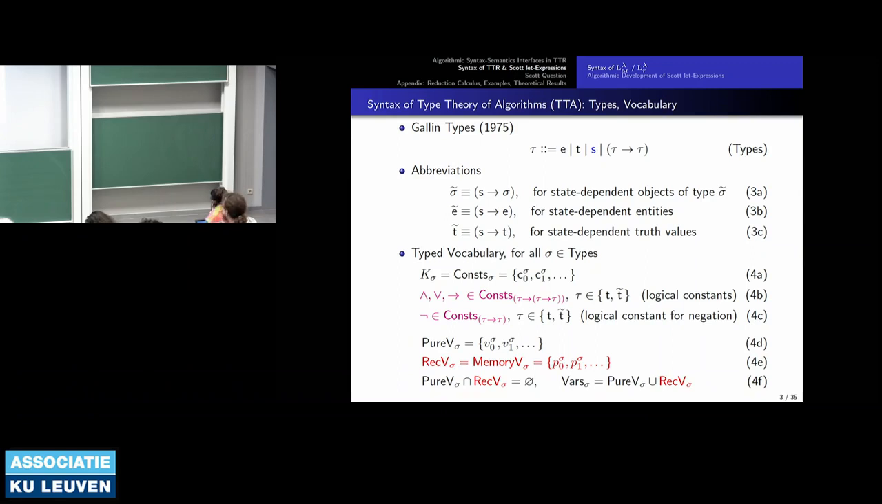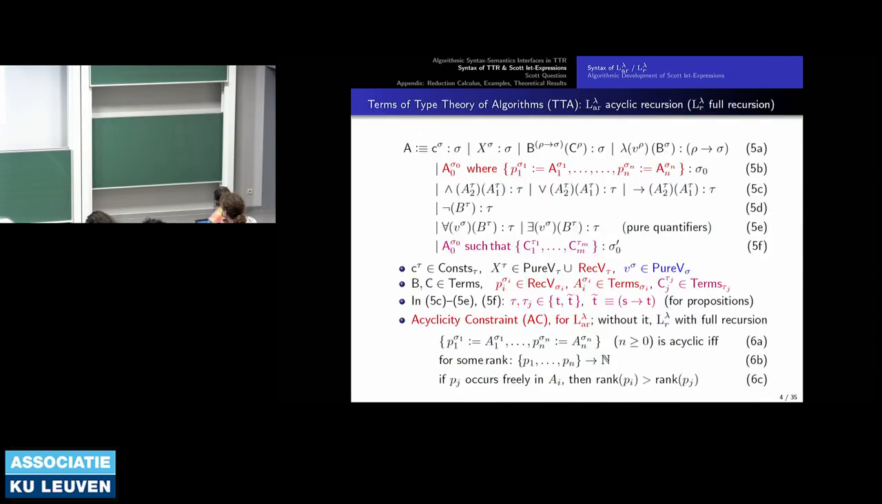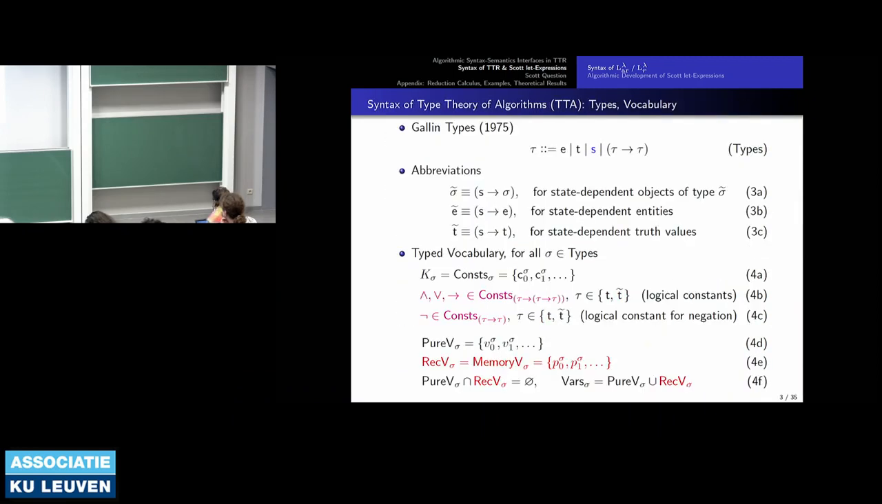So the syntax is simply typed. The type system is not new. It was introduced by Gallin's types in 75. The only new thing is this, oh, excuse me, I'm a little bit clumsy here. This type S is the special thing of Gallin's types. The abbreviations are a very good explanation of the role of this S-type.